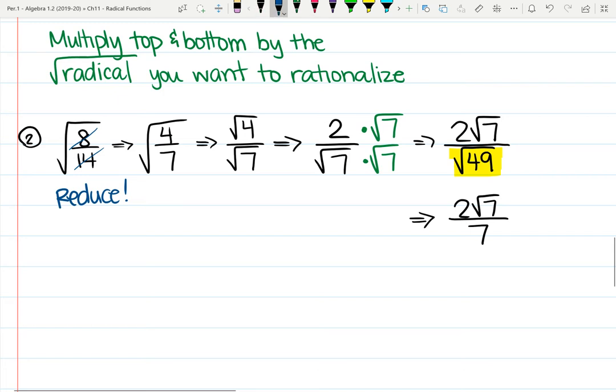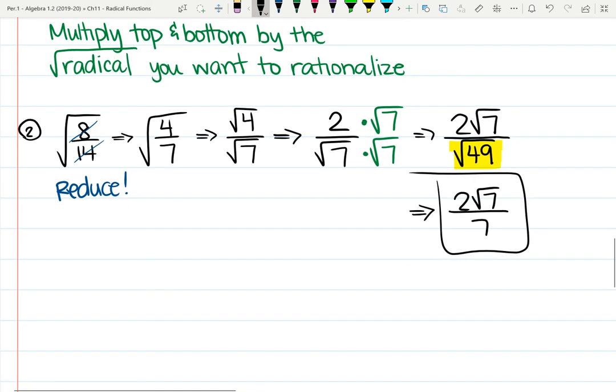Can I reduce the 7 and the 7? No, because one's on the inside of a radical, one's on the outside of the radical. I can't do that, so I can't simplify that any further. This is it. This is as far as we go.